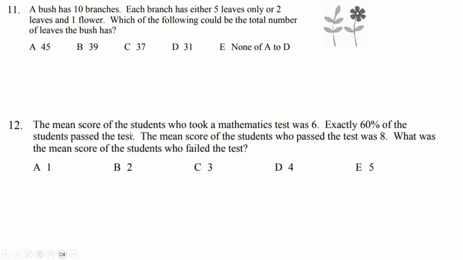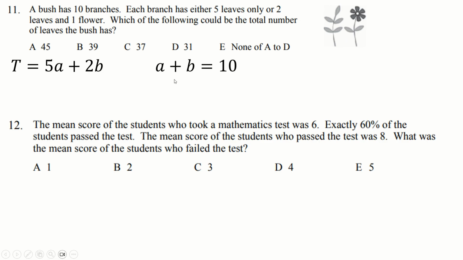Okay, question 11. We have 10 branches, and each branch is either this or this. So let's call these branches A's and these ones B's. The total number of, what are we looking for? Total number of leaves will be 5 times the number of these types plus 2 times the number of these types, except the 2 types have got to add up to make 10 because we know it has 10 branches. Which could be the following number.